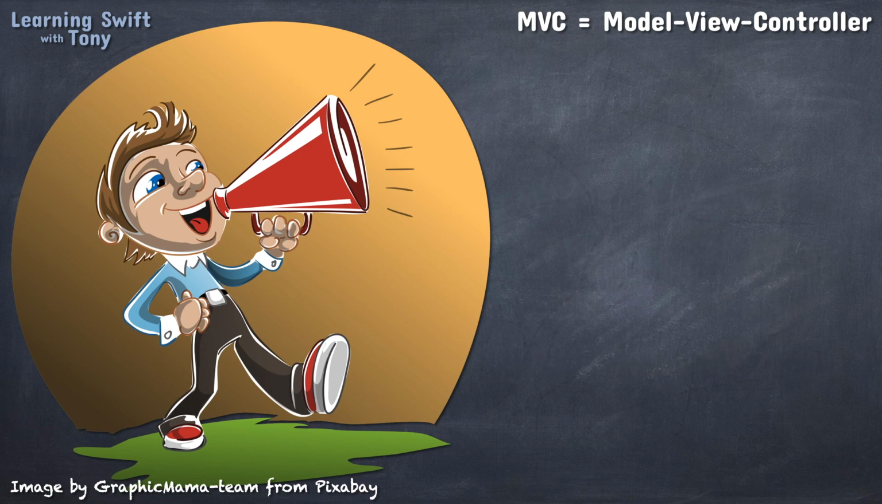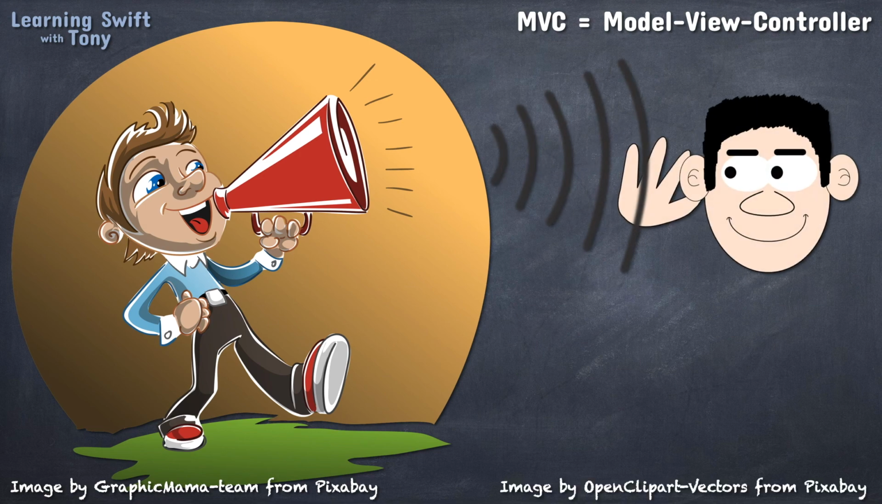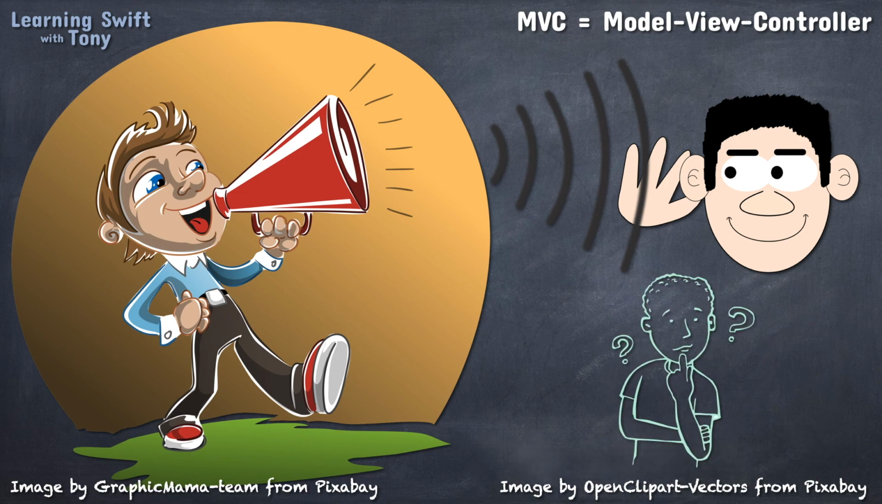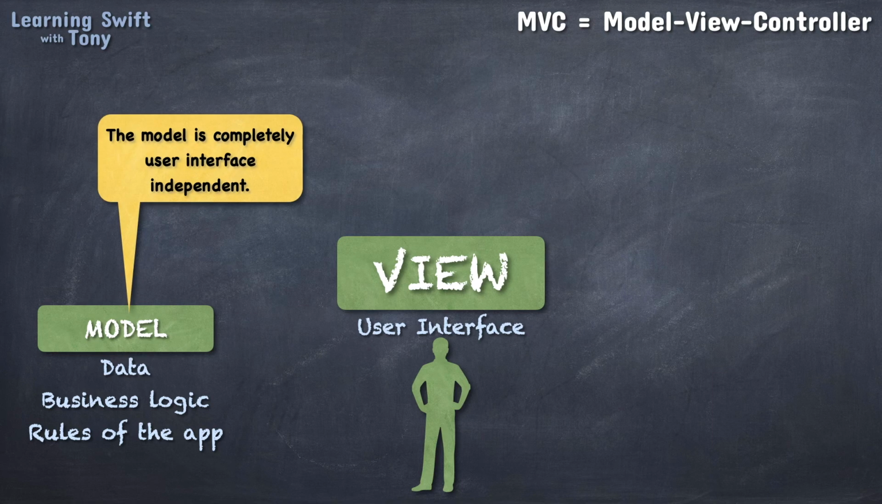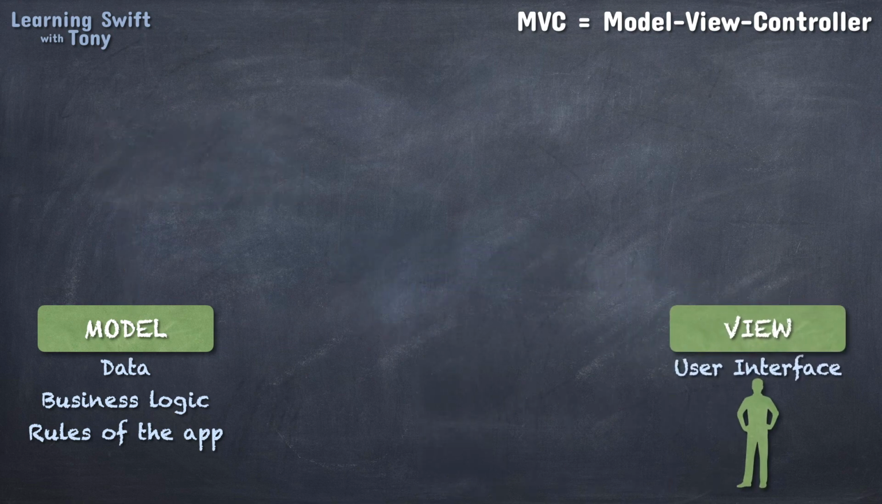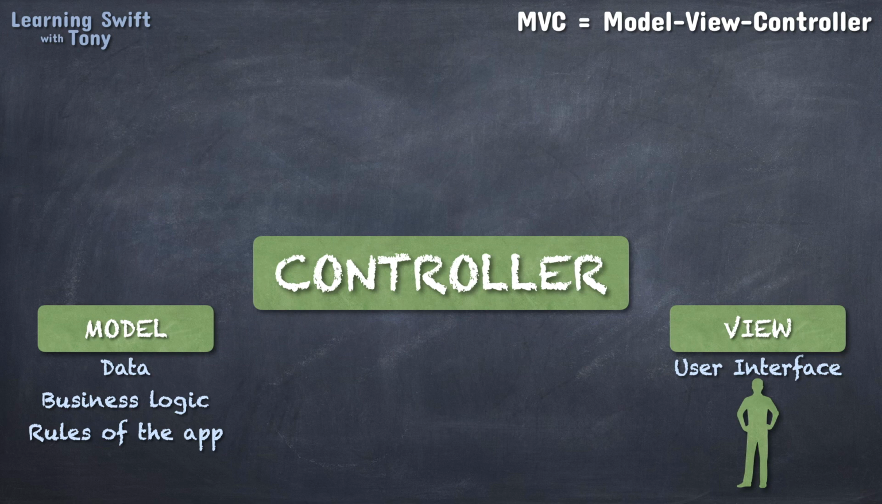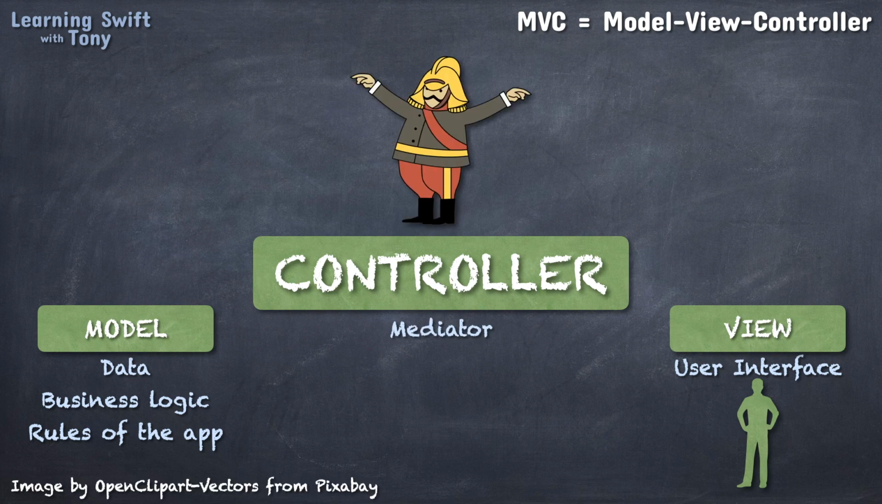Of course, in order for the app to work and do something, there needs to be some other party whose role is to listen to these notifications and execute some kind of functionality. Is that going to be the model? Absolutely not. The model needs to remain completely independent from any user interface event. In charge with listening what the view has to say is the controller, the third and last component of our MVC. This controller sits between the model and the view and acts like a mediator between them both.